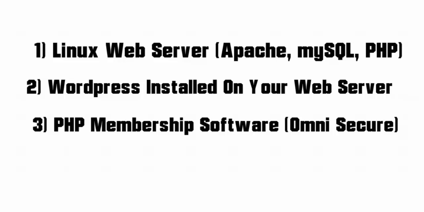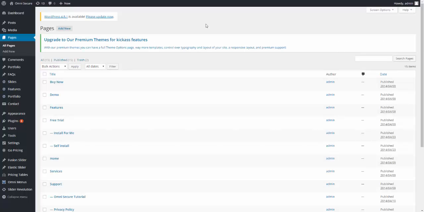So I'm going to assume that you have the first two things done, that you have a server and you already have WordPress installed. So basically I'm just going to show you how easy it is to use our software to get a membership site going with WordPress. So here we are in WordPress.